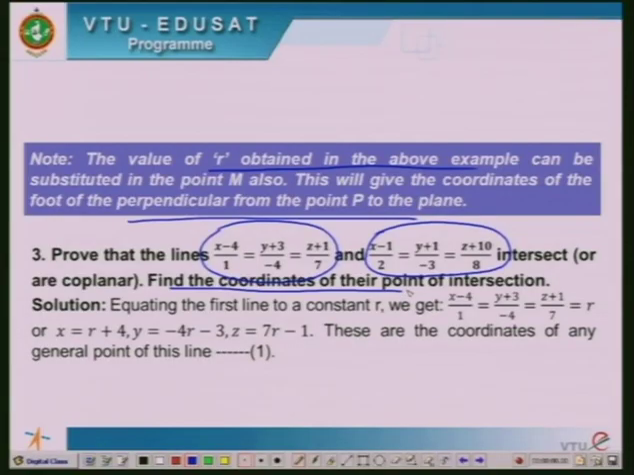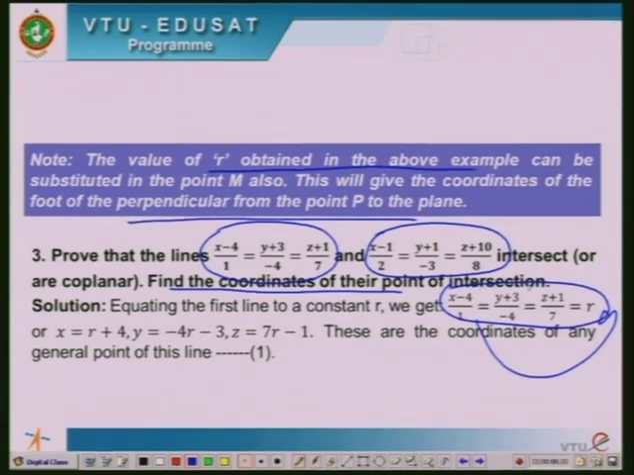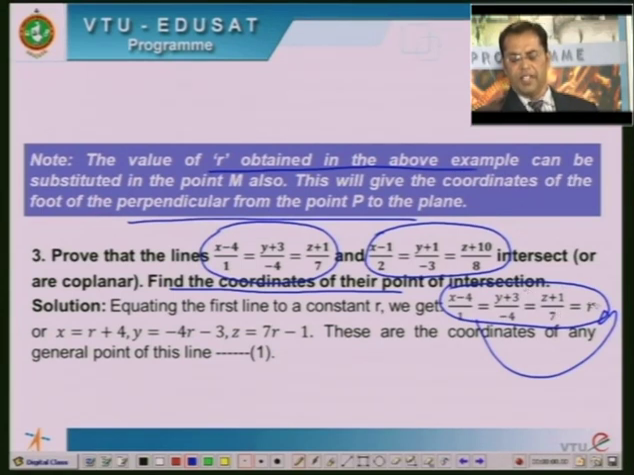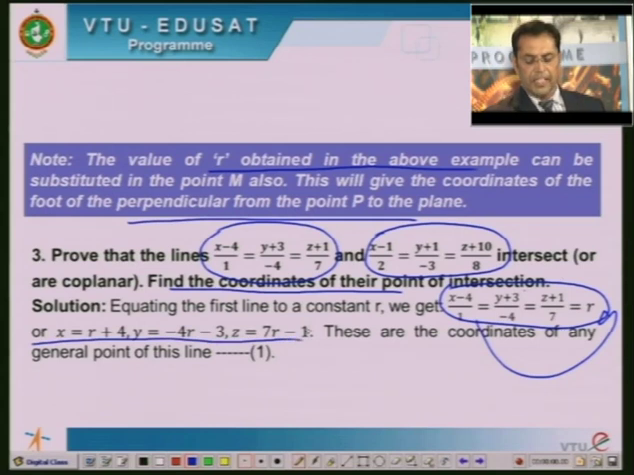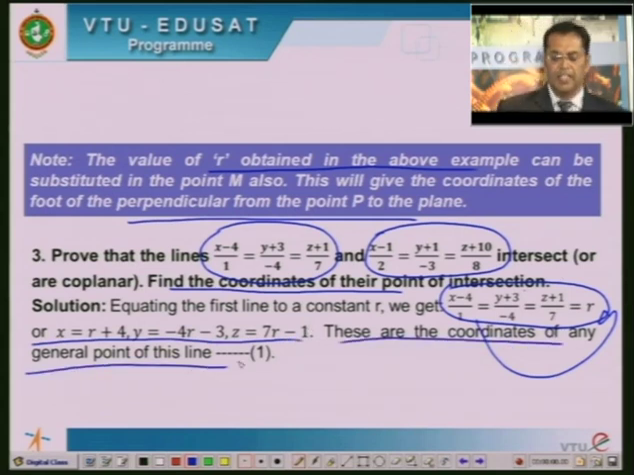So, how to go about this? Take the first line and equate it to r. So, equating the first line to a constant r, we have (x minus 4) by 1 equal to (y plus 3) by minus 4 equal to (z plus 1) by 7 equal to r. From the previous example and the example before that, we immediately get, on cross multiplication, x as r plus 4, y equal to minus 4r minus 3, and z equal to 7r minus 1. And these coordinates, if you remember, friends, are the coordinates of any point on the first line. Now, how to show that they are coplanar?